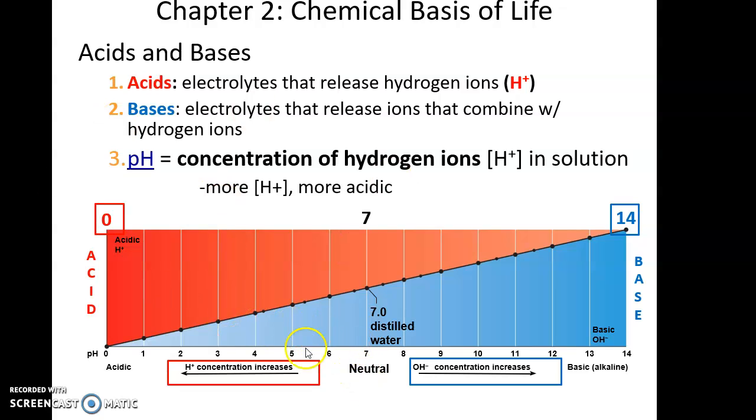As the pH gets smaller, the amount of hydrogen ions increases, and it becomes more acidic. As the pH number gets bigger, the amount of hydrogen ions decreases, making it more basic.